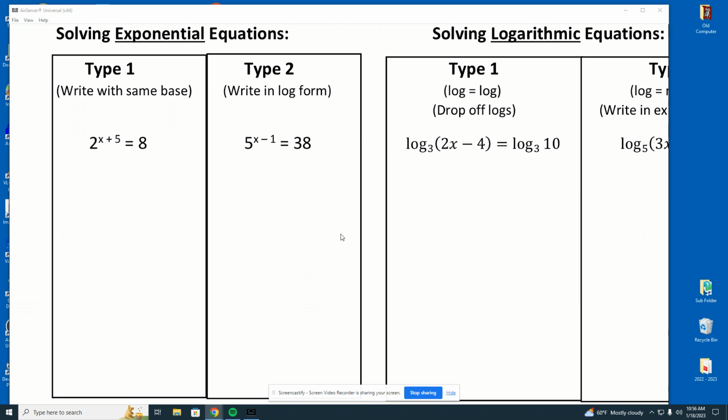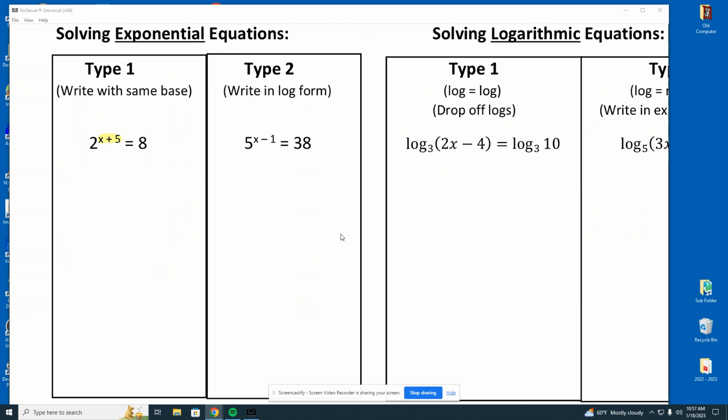First, how do I know it's exponential? It has a variable in the exponent. How do I know it's logarithmic? It literally says log. Okay? So, easy to tell. There are 2 types of exponential.